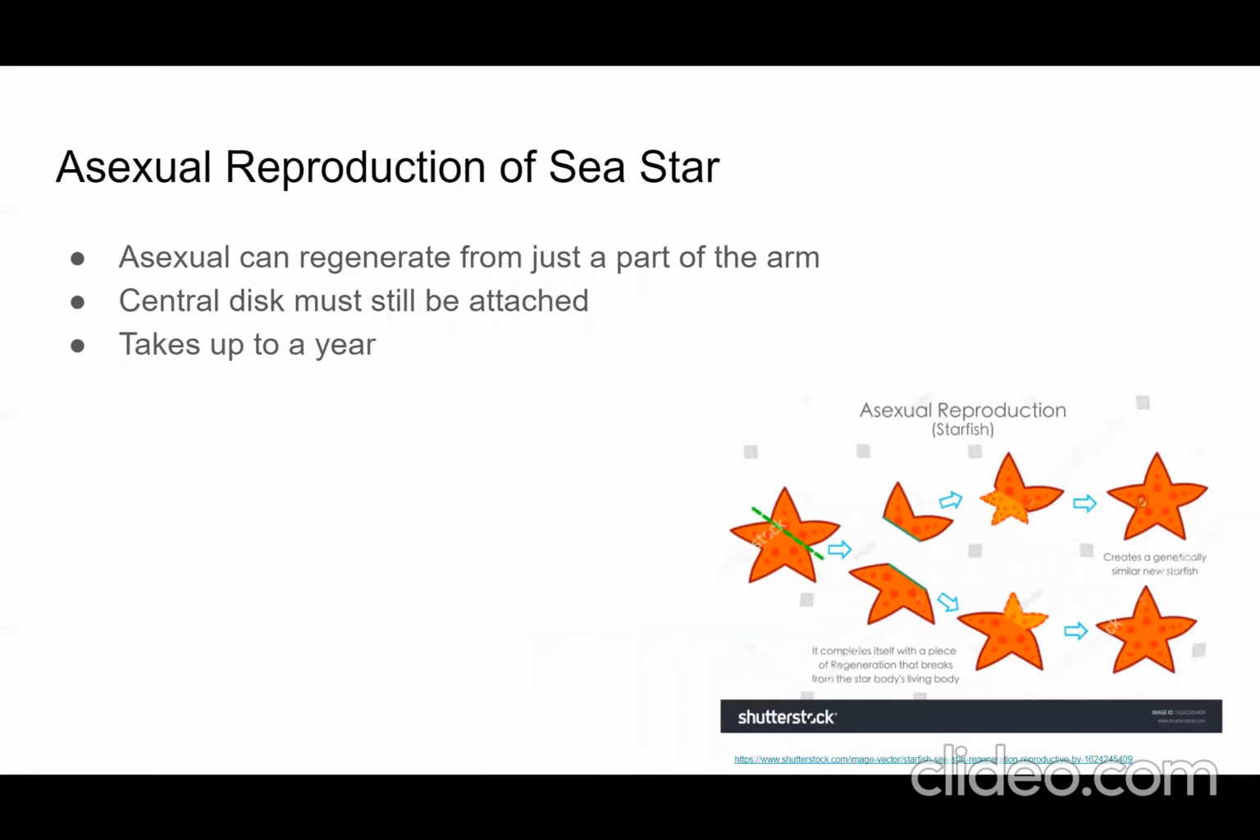The next way that the sea star reproduces is asexually. This happens in the form of regeneration. If a sea star loses an arm, it will eventually grow it back, but the arm that fell off will also grow into a sea star too. It will only grow if part of the central disc is still intact on the arm. This process can take up to a year, meaning sexual reproduction is much more efficient.